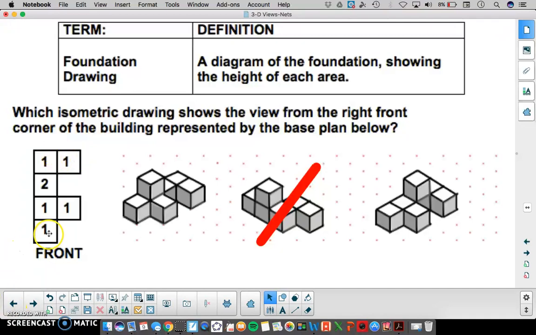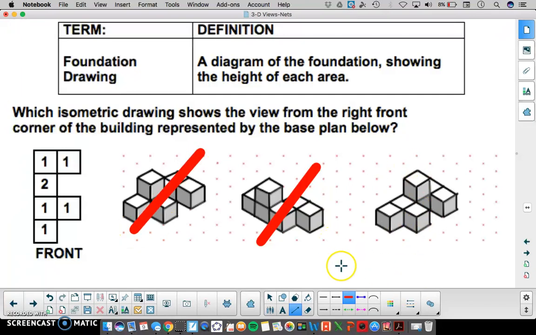So we see from the front we have 1 block, 1 block, 1 block in that L shape in the front, and then 2 blocks, 1 block, 1 block. So this tells us the height in each column. So here we can say we have 1, then 2, and then 1. So I know that this does not match my foundation drawing. So I know that this is now eliminated as well.